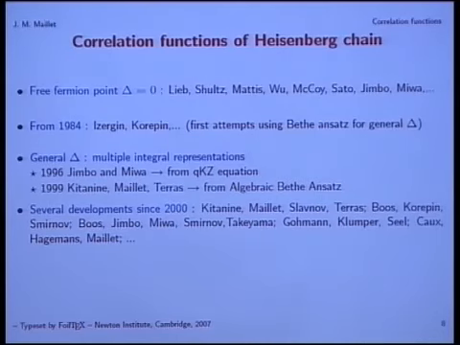So a little history about correlation functions of such a chain. It started, of course, with the free fermion point, which is delta equals 0, with many people. And it was eventually solved after, well, many efforts and years. And from the middle of the 80s there is the problem of general delta, where you are not equivalent to the free fermion point. The first attempts were done by Izergin, Korepin, and collaborators from Leningrad, well, St. Petersburg now, and also using Bethe ansatz.